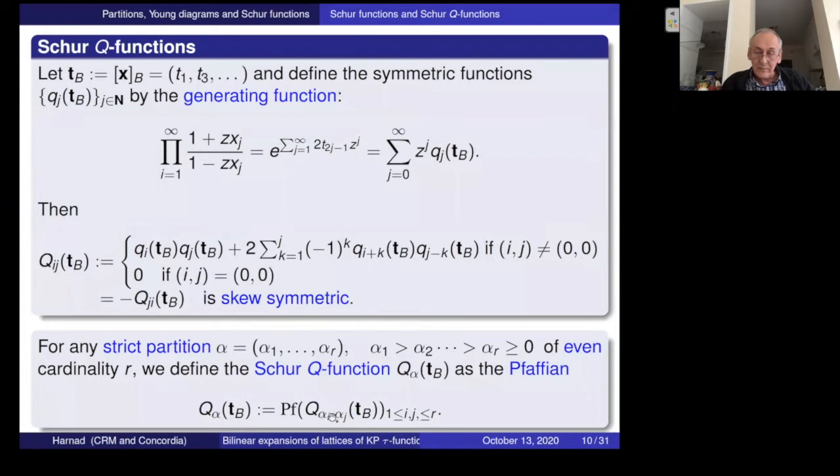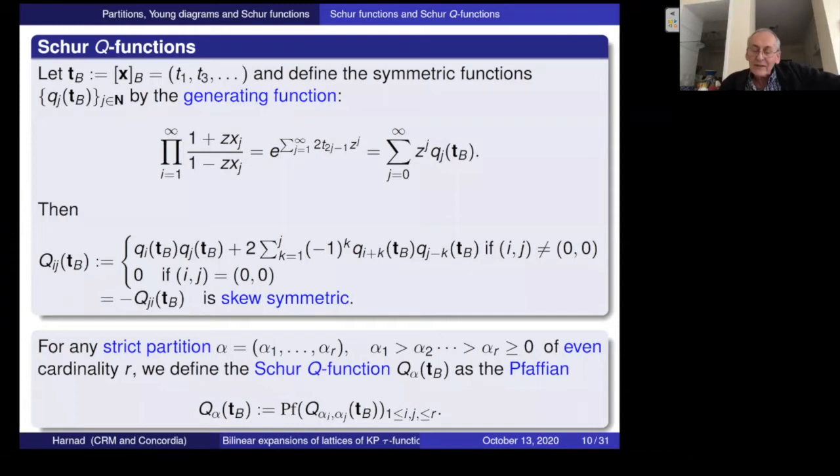It's an R by R matrix where R is the number of parts of alpha. Form this skew matrix. It better be even, because a Pfaffian of an odd skew matrix, of course, vanishes because it's really a wedge power. So it better be even. R has to be even for this to be non-zero. And that is what defines the Schur Q function. That looks like a different definition, but in fact, they're very, very related.